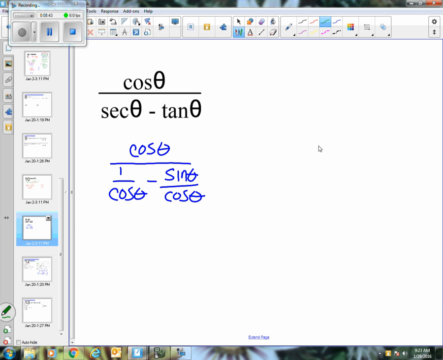A lot of people get to here and say, what do I do? Well, we have to do the operation. So we need to subtract in the denominator there. So I'm going to subtract those two fractions. Thankfully, they already have a common denominator. And in my numerator, I don't really have to do anything. I guess I'll just write it as a fraction.